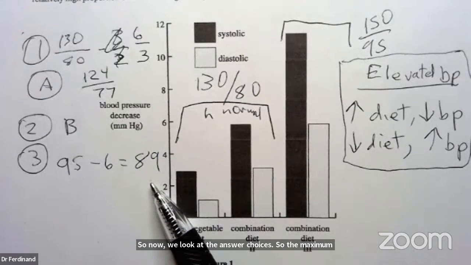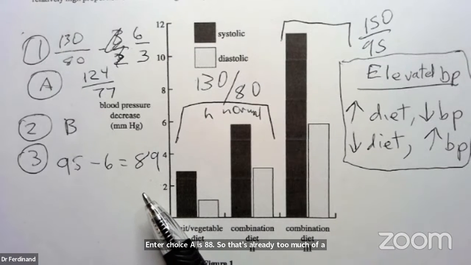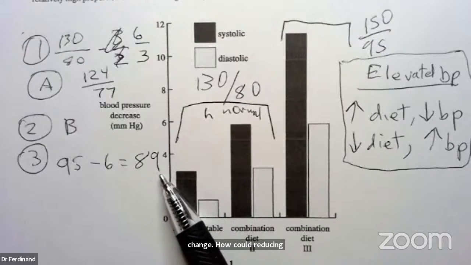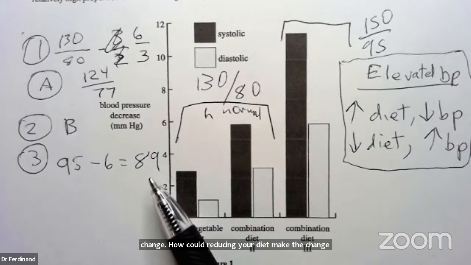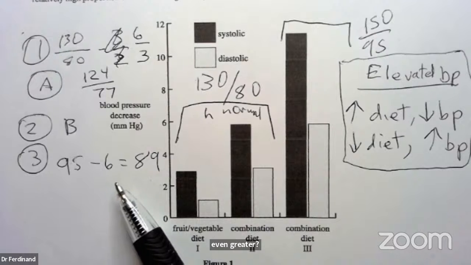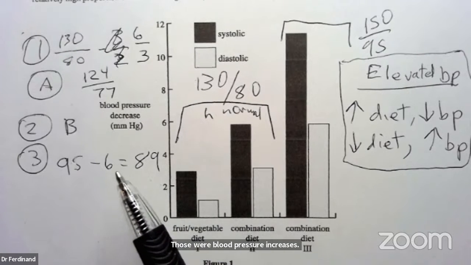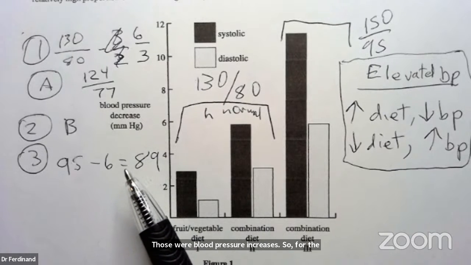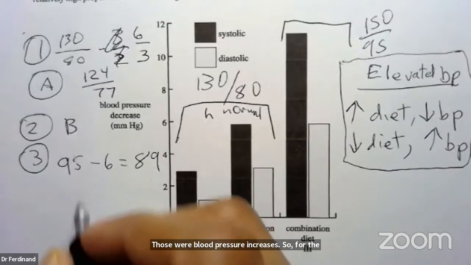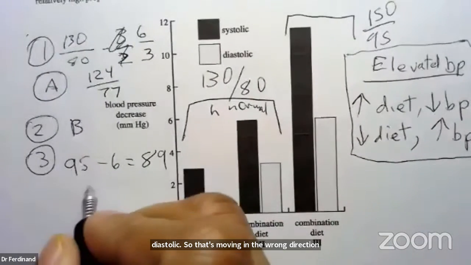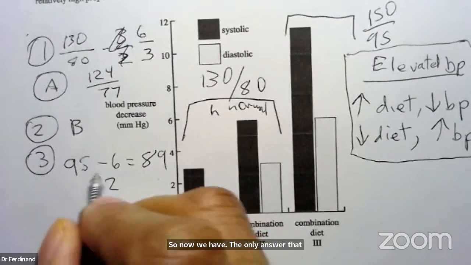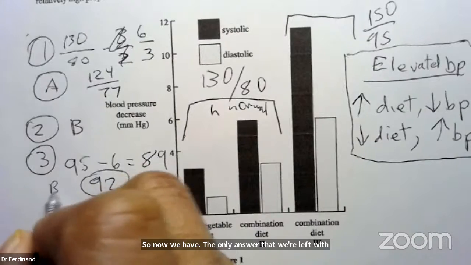Answer choice A is 88. So that's already too much of a change. How could reducing your diet make the change even greater? So 88 is out of the question. Answer choice B, it seems rational. Now, C and D, those were blood pressure increases for the diastolic. So that's moving in the wrong direction. So the only answer that we're left with as a possibility is 92, and that's answer choice B.